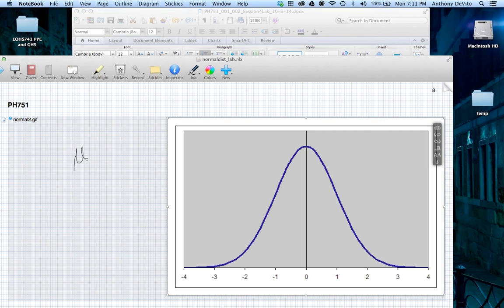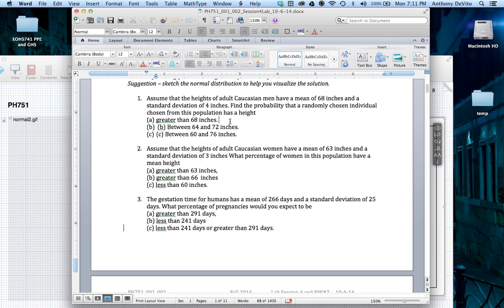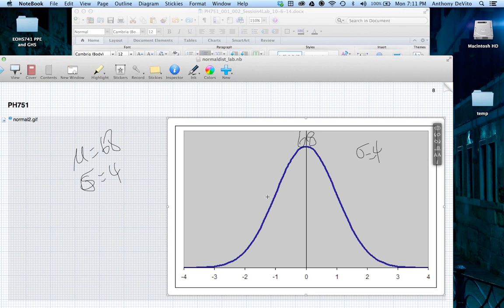Okay, mean, mu, equals 68 inches. Standard deviation equals 4 inches. So this is 68 and a standard deviation of 4 inches. Okay, so first question. What's the probability that a randomly chosen individual from this population has a height greater than 68 inches? Right, 50%, right? These are all the people that have a height greater than 68 inches.